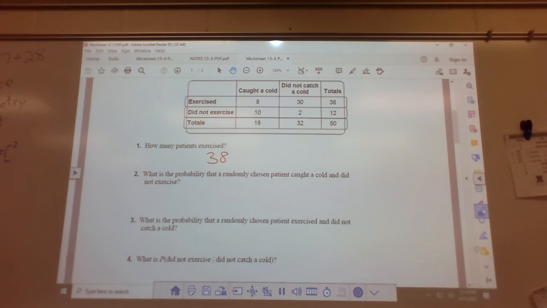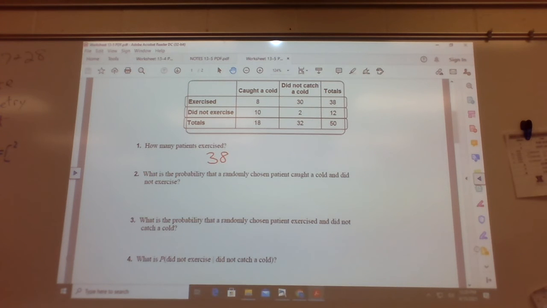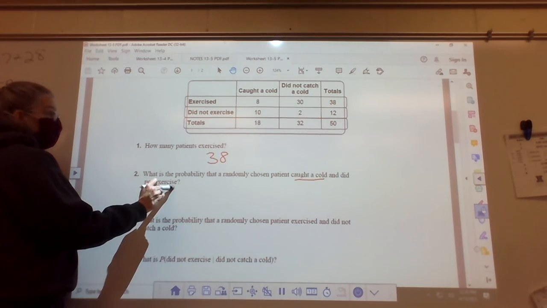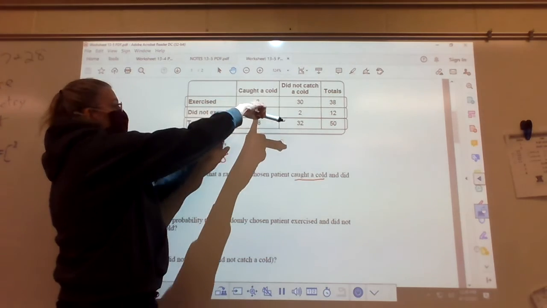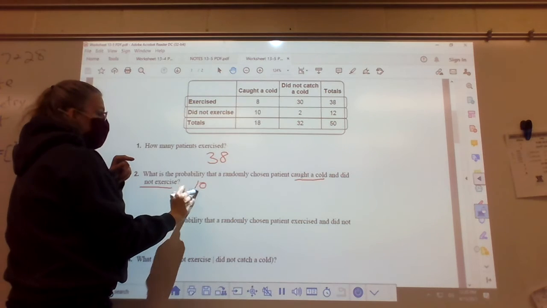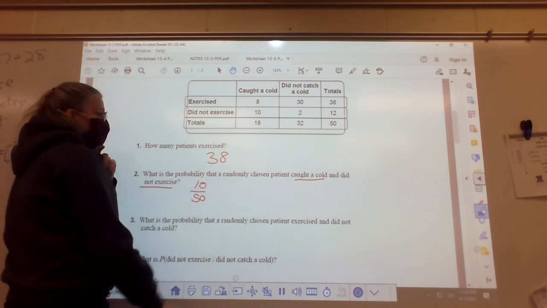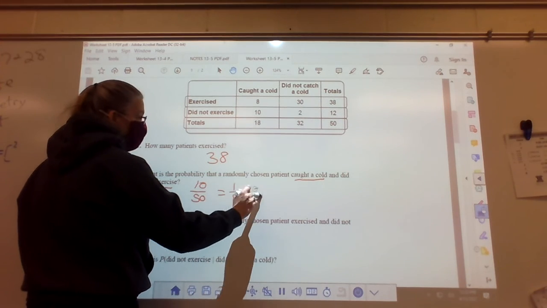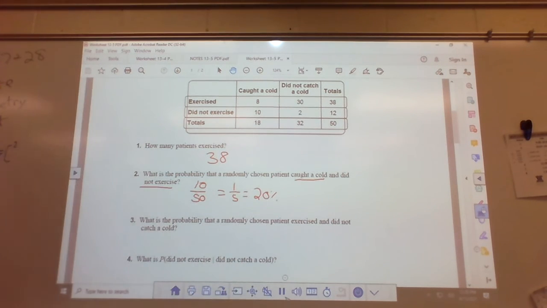Well, the next one's asking for a probability, so I'm probably going to do it as a fraction first. It says, what's the probability that a randomly chosen patient, so that's out of everybody, caught a cold and did not exercise? So what number caught a cold and did not exercise? Cold, not exercise, 10. So 10 out of everybody, because it says a randomly chosen patient, which would be 1/5. Or like I said, you could do 20%. Any of those would work.